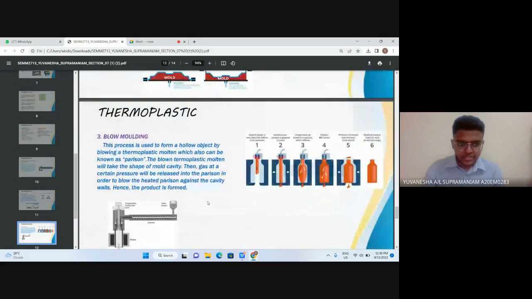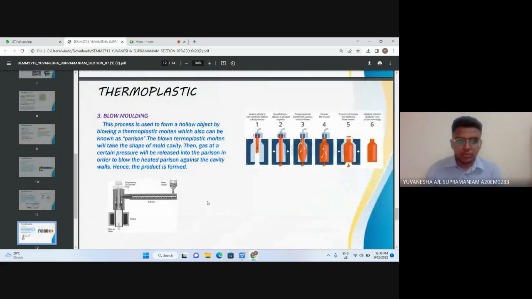And the final process of thermoplastic will be blow molding. This process is used to form a hollow object by blowing a thermoplastic molten, which can also be known as parison. The blown thermoplastic molten will take the shape of the mold cavity. Then, gas at a certain pressure will be released into the parison in order to blow the heated parison against the cavity walls. Hence, the product is formed. This is the illustration of the blow molding process.